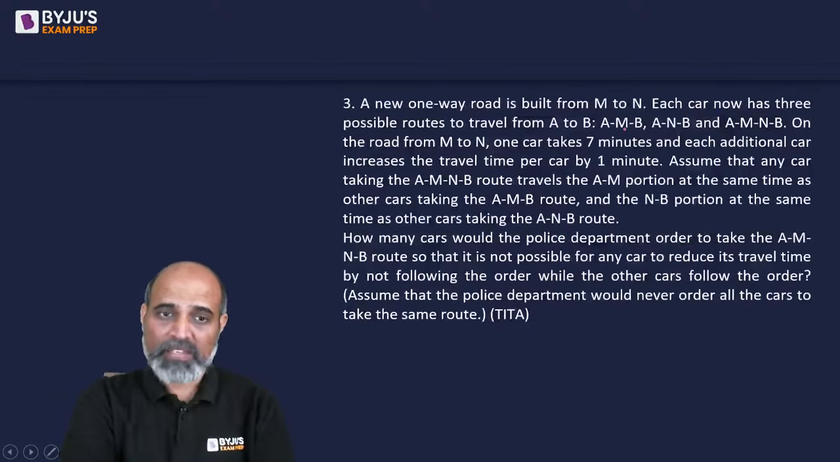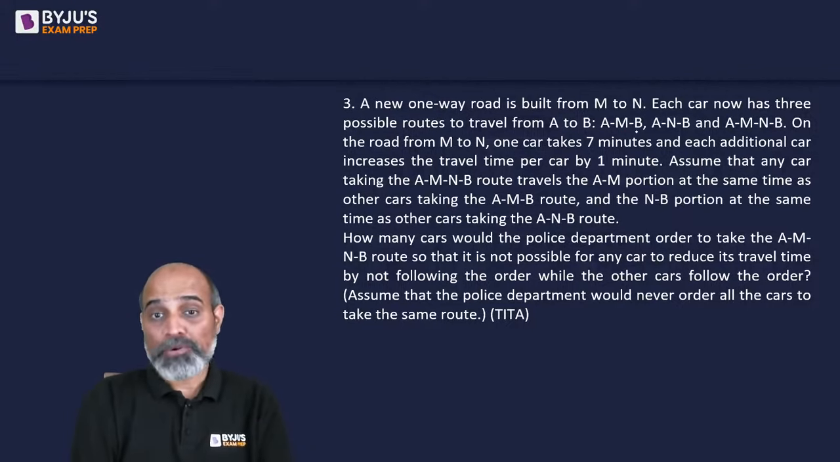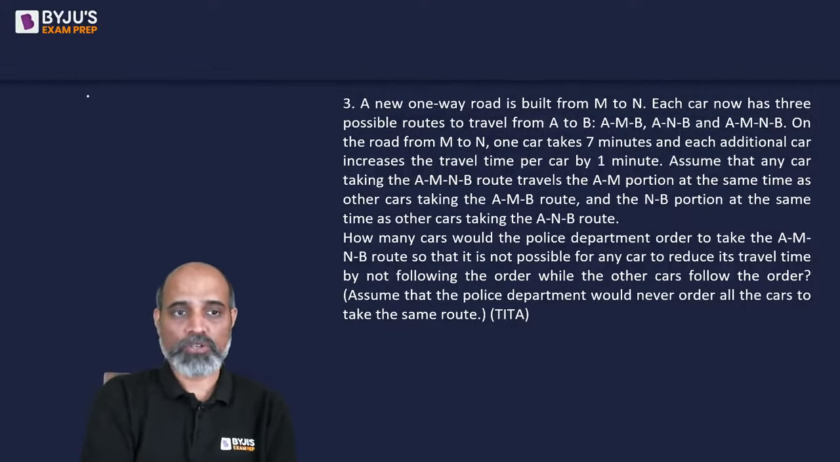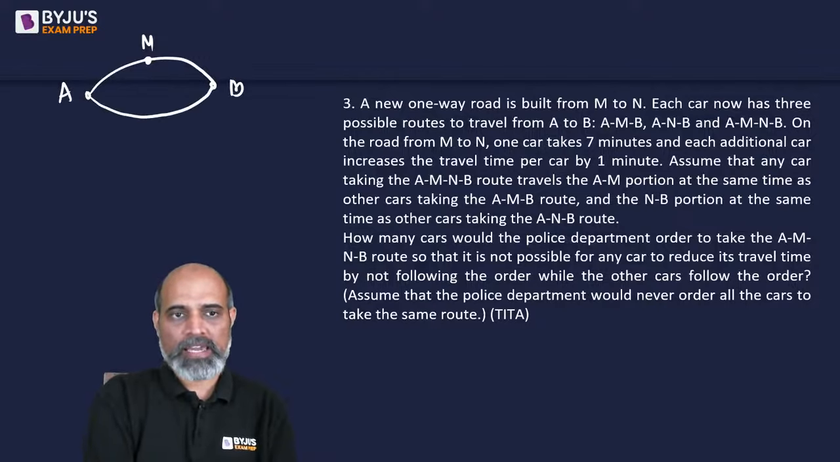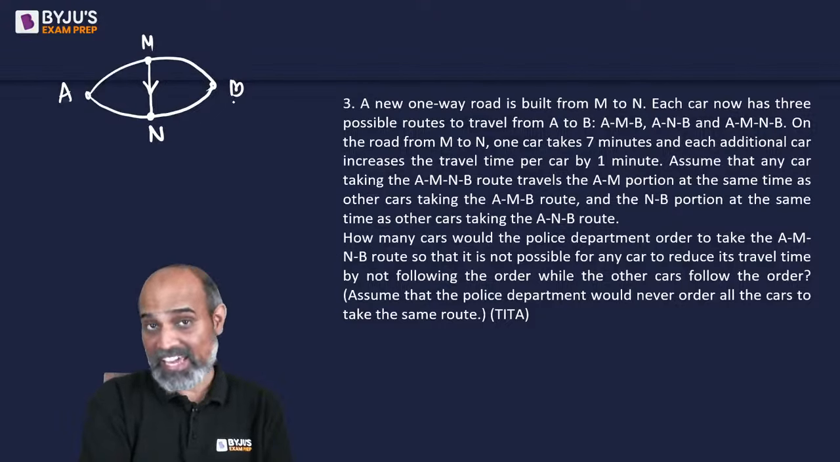Okay. Let's look at question number 3. A new one-way road is built from M to N. So the route was AMB, right? And the other route is ANB. Now it says that a new one-way road has been built from M to N. Now each car has 3 possible routes to travel from A to B. One is AMB, another is AMNB, and the third is ANB.